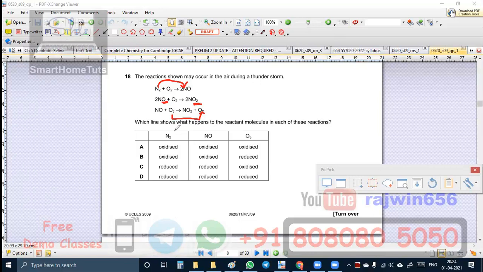So N2 is oxidized, NO is oxidized, and O3 is becoming O2. Oxygen is decreasing, so this is reduced. So the option over here is going to be B.